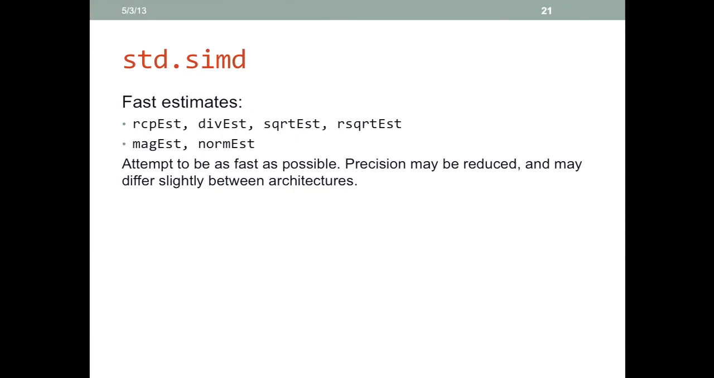There's also a bunch of fast estimates. These will attempt to be as fast as possible. Precision may or will be reduced, and the results may differ slightly between different architectures. So be careful. Usually I like to use these not while processing data, but for high-level things like physics simulations or rendering tasks where the result is a transient image rather than some important data that will get saved up.